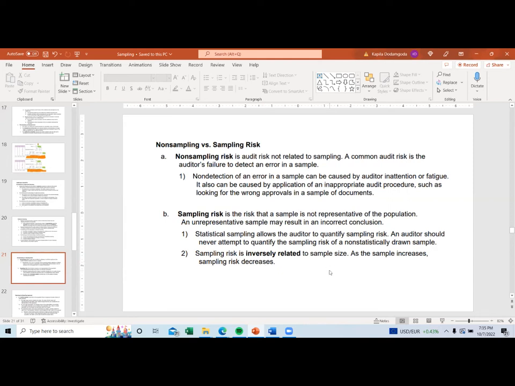Are you clear with the idea of sampling risk or not? Is the idea clear?